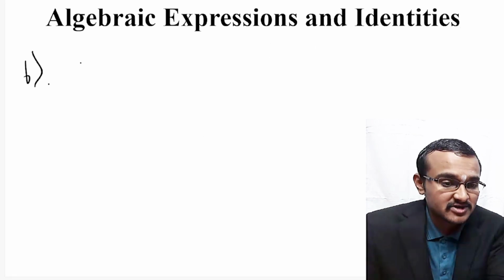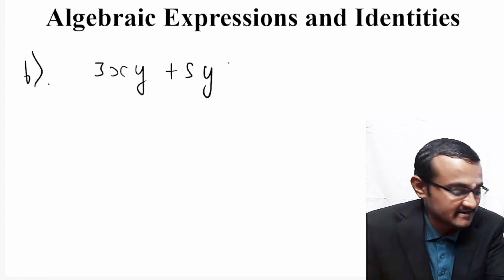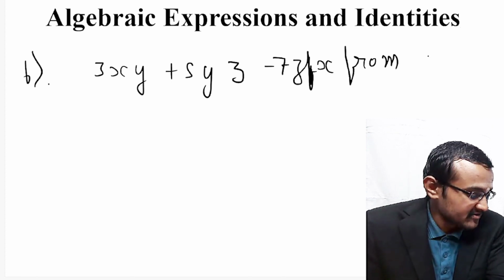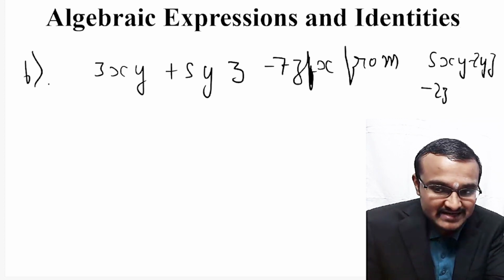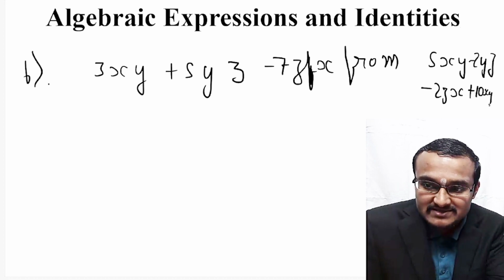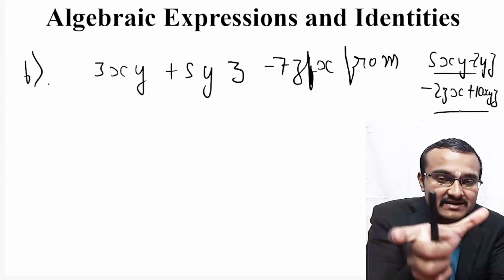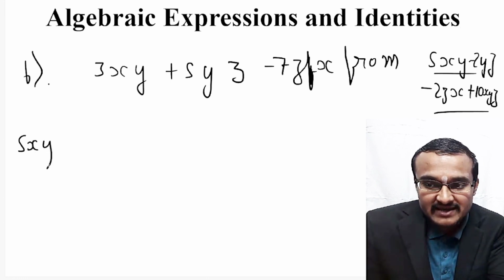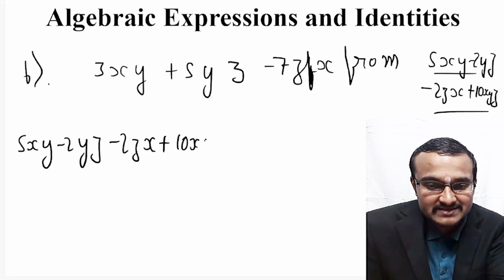Coming to the B question in this particular second question, there they have asked 3xy plus 5yz minus 7zx from, so you should actually subtract this particular term from the second term they have given, that is 5xy minus 2yz minus 2zx plus 10xyz. So you should take this term in the first place and then put minus and take the first term inside the bracket. So let us take the second term, that is 5xy minus 2yz minus 2zx plus 10xyz.